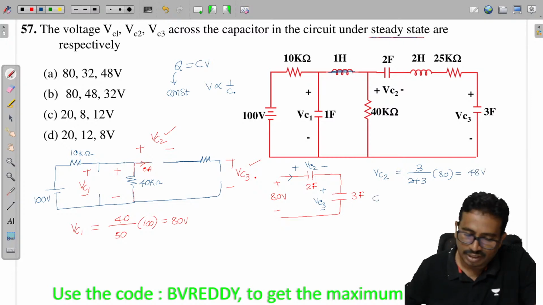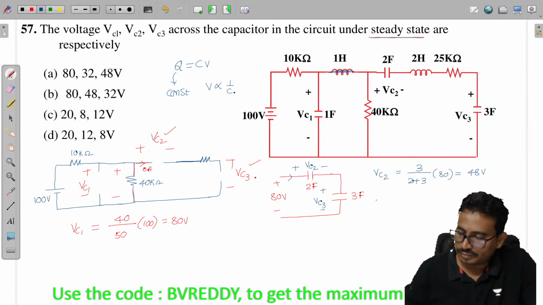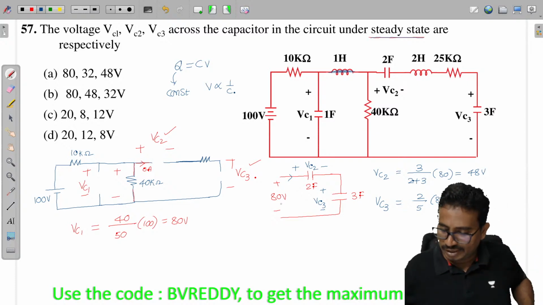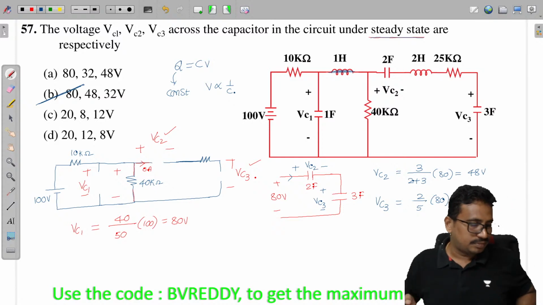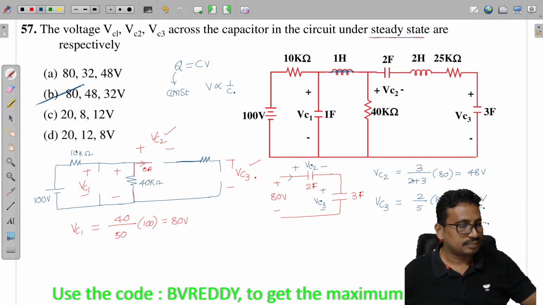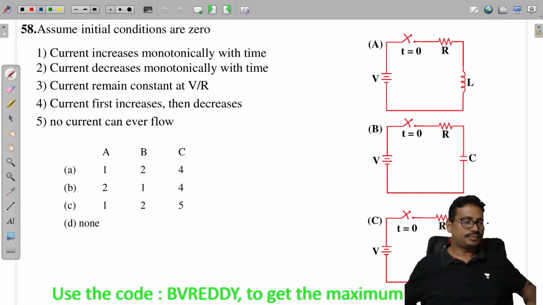Next, VC3, which is equal to 2 by 5 into 80. This value is equal to 32 volts. So which option now? 80, 48, 32. Option B. Next.